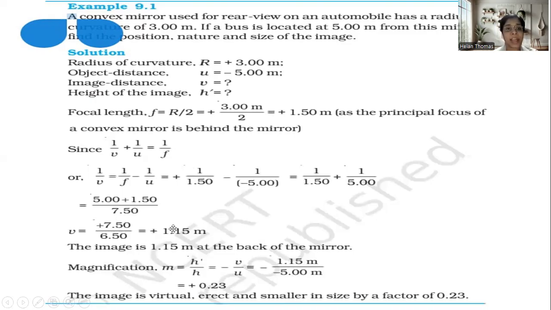The plus shows that the image is 1.15 meter at the back of the mirror. And now the height of the image is not shown. We have to find it out. So magnification, while the height of the object is not given.